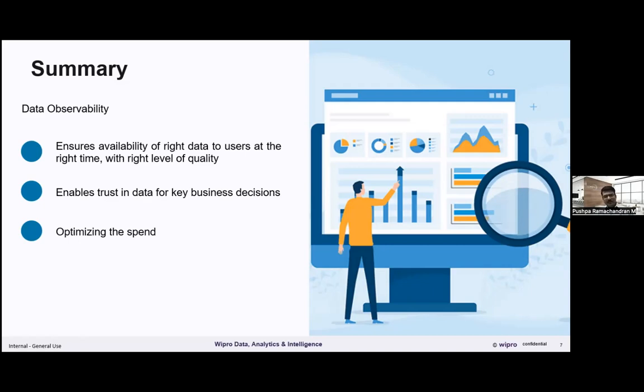So in summary, by adhering to the principles of data observability and their best practices, organizations can proactively identify and address data issues, enhance data quality, and build trust into their data systems while optimizing the cost. This in turn enables more reliable insights and data-driven decisioning across the organization.